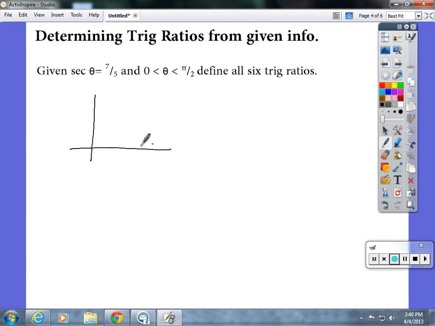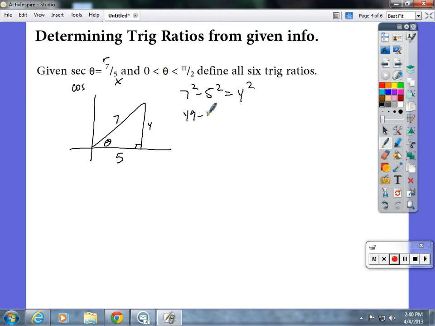So we're looking at a first quadrant triangle here. And secant, remember, secant here is the reciprocal of cosine. So that means r over x. Okay, so our x value is 5, our r value, or our hypotenuse, is 7. So we need to find the y side. So 7 squared minus 5 squared equals y squared.